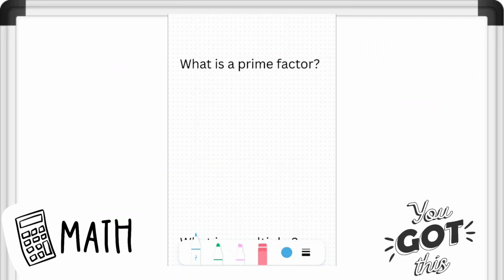Before we jump into factorizing numbers and finding their highest common factor or their lowest common multiple, we first need to know what a prime number is. The word itself tells you: it's 1 and me. So 1 is a factor, and then itself.